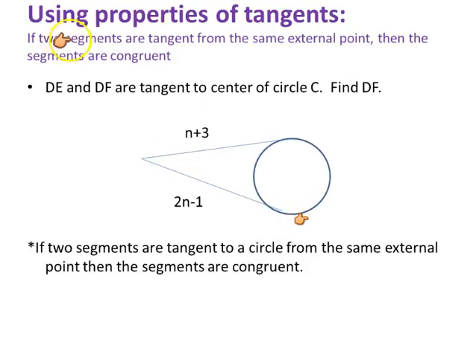If you have 2 segments that are tangent from the same external point, so they're both starting from this point, then the segments are going to be congruent. Here, both of our tangent segments started from this same shared point. So that tells us, according to this property that we're now learning, these segments are going to be congruent. These segments are going to be congruent.